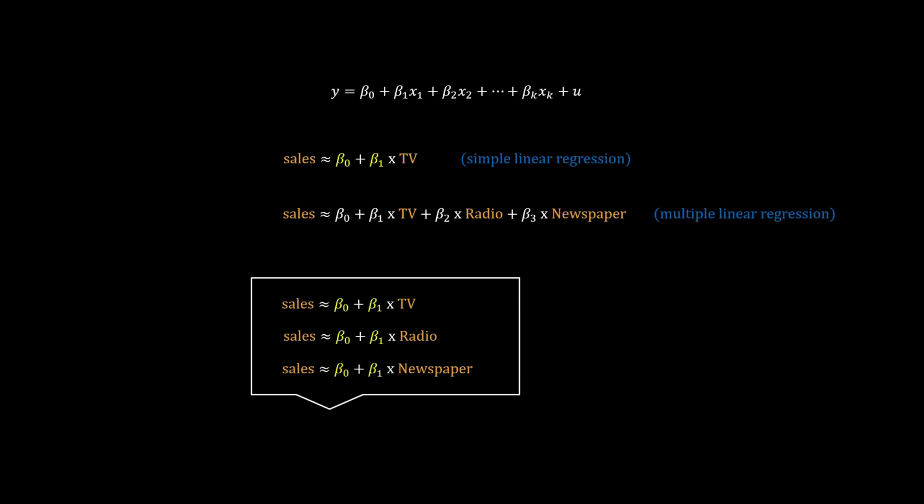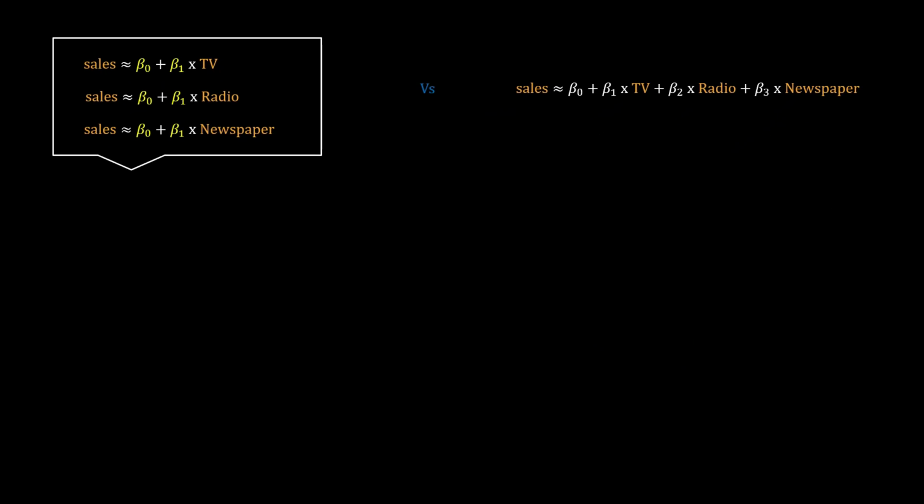But why can't we fit three separate simple linear models, one for each media? The first reason is simple. If we are experimenting with the advertising budget on the three media simultaneously, how will we get a single prediction for sales if we have three different models? The second reason is a little bit tricky. The beta coefficients we will get for each regressor in this manner will be misleading.